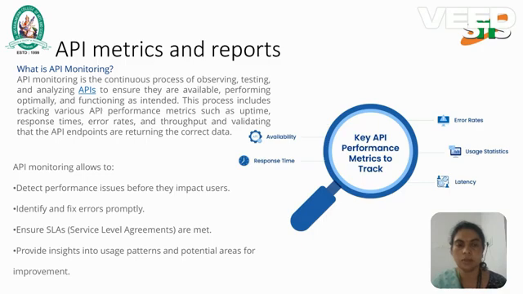So these are the key performance metrics that have to be tracked, that is, availability, response time, error rates, usage statistics, and latency.